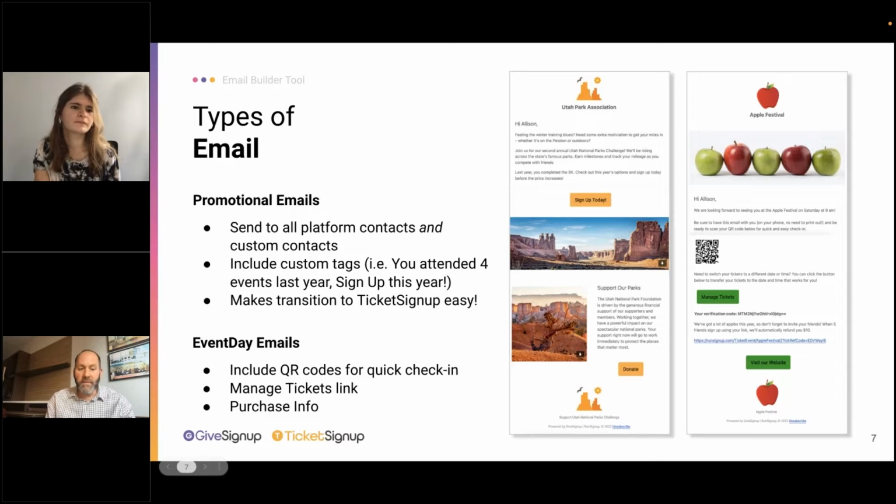All right, so types of emails. Promotional emails. Think about, these are your invites to ask folks to come to your ticketed event. You can send to all of your contacts on the platform, as well as custom contacts that you've uploaded. And then you can include those custom tags. So for example, if I've got a database of the last 5 years of folks that have attended my gala, I can insert from that custom list how many years they have been a part of the event. So you're like, wow, you knew that I've been there the last 3 years? That's awesome, right? They're going to feel very special and valued.